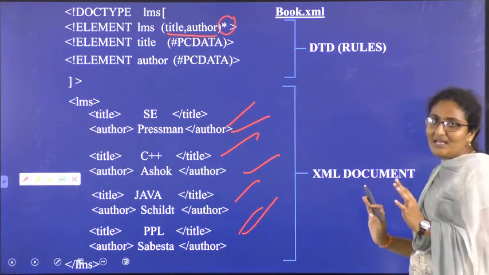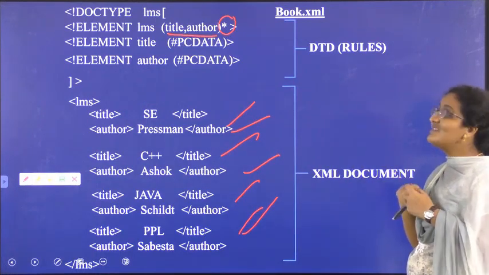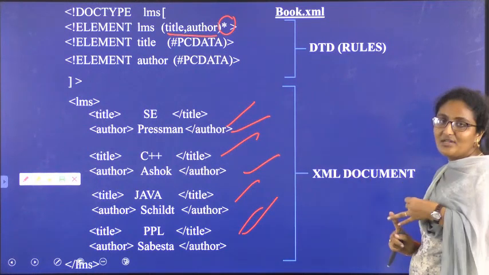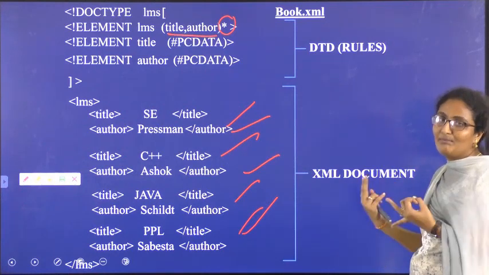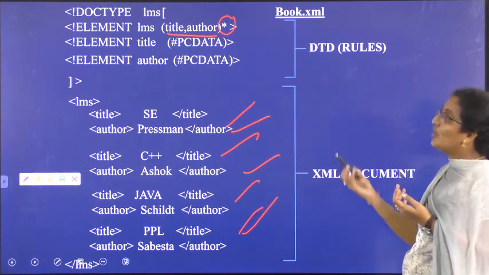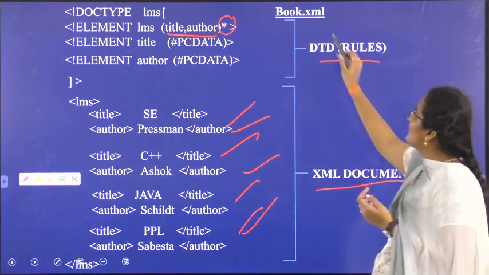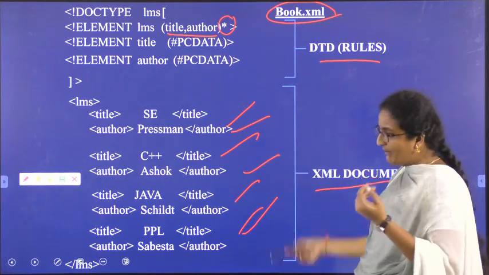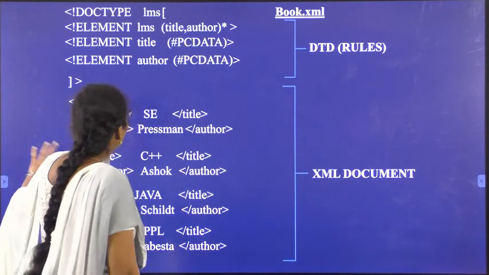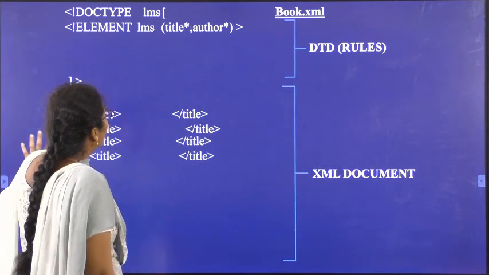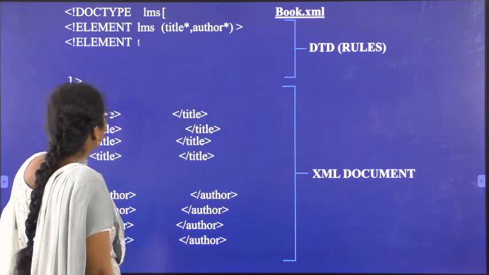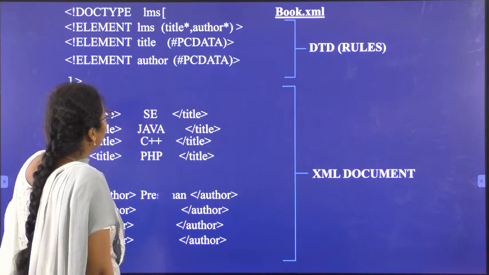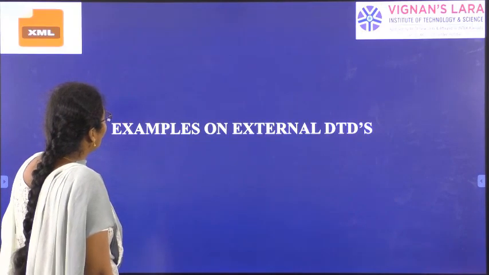Same programs, same examples, same syntaxes. The only difference is symbols. If you don't use any symbol, only once you can represent. If you use asterisk symbol, you can represent how many number of times you want, that many times. All these are internal DTD only because DTD rules and XML document are in the single file book.xml. Syntax also same, but based on the asterisk symbol, I am repeating the list. So one more example where I have separately given asterisk symbol for author and title. Hope you understand the difference between previous program and this program.